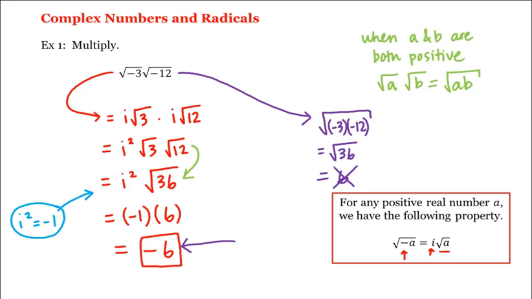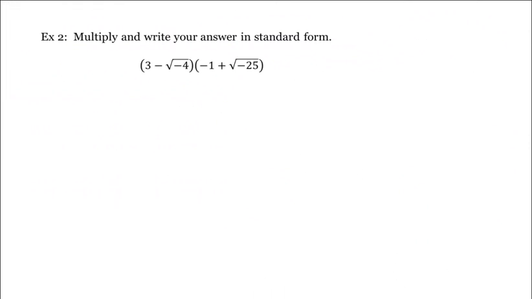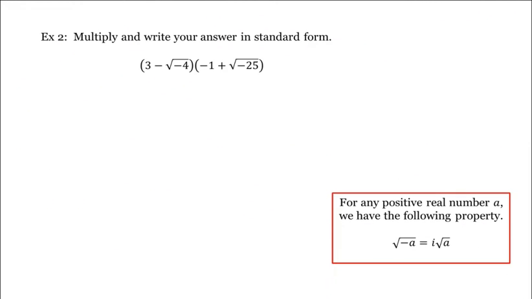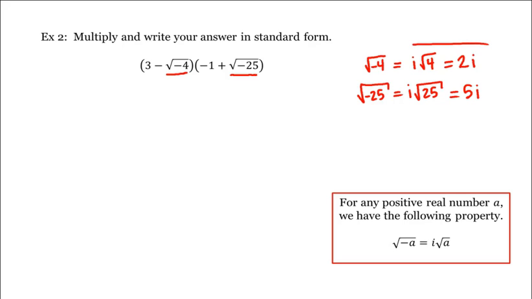All right, let's look at another example. Let's multiply and write our answer in standard form. Again, we'll be using this property here on each of these square roots. That is, the square root of -4 by this property is i times the square root of 4, or 2i. And what about the square root of -25? This is equal to i times the square root of 25, or 5i.